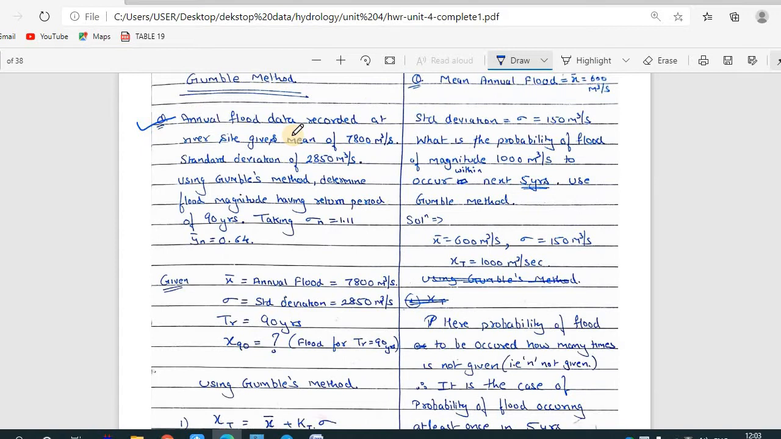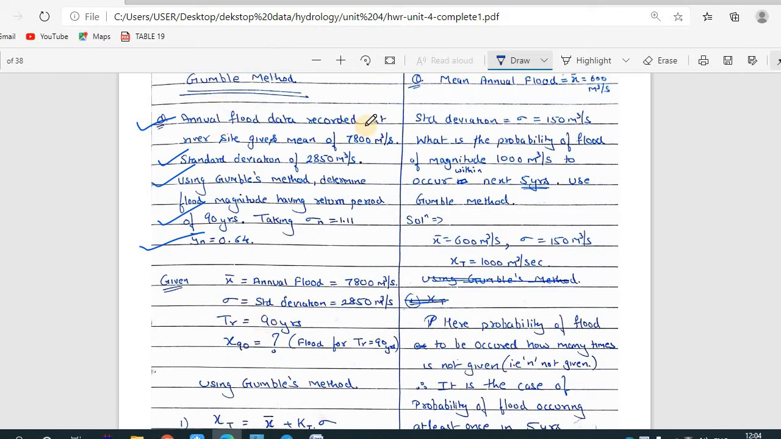The question is saying that the annual flood data records at a river site give a mean of 7800 meter cube per second, with a standard deviation of 2850 meter cube per second. Using Gumbel method, determine the flood magnitude having a return period of 90 years, taking sigma n equals 1.11 and yn as 0.64.